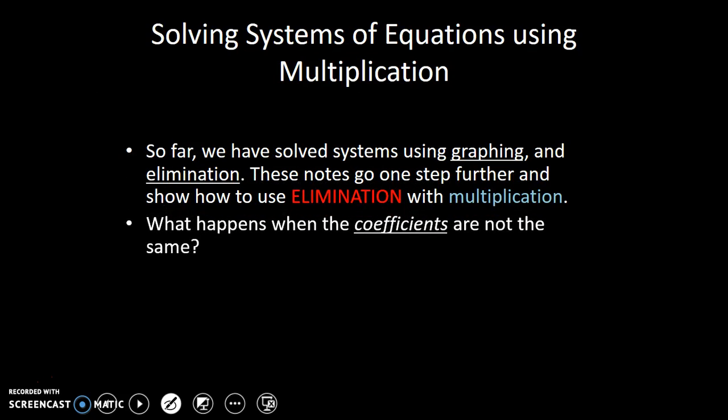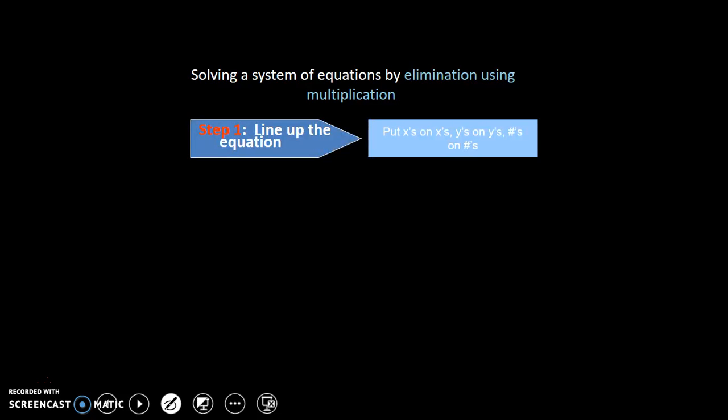So what happens when coefficients are not the same? In this case, we have 2x plus 2y equals 6, and 3x minus y equals 5. I'm going to solve this system of equations by elimination using multiplication. So step one, we're going to line up the equations just like before: x's above x's, y's above y's, numbers above numbers.